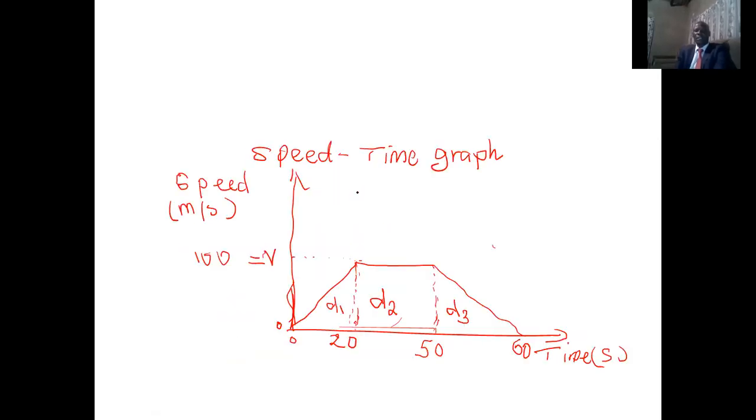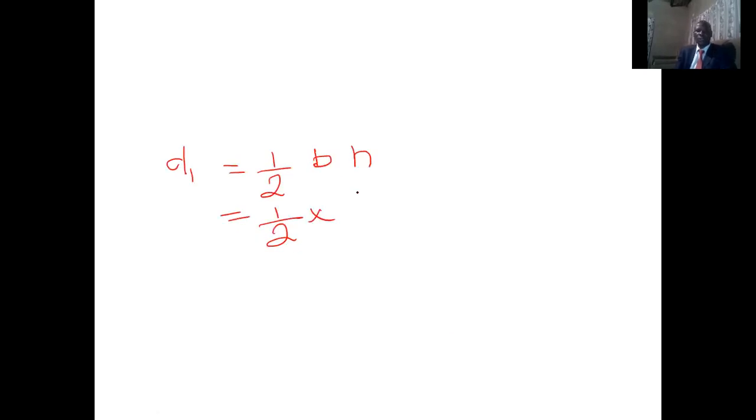Since it's a right angle triangle, the area will be half base multiplied by the height, which is equal to half multiplied by the base, which is 20 seconds. So we have 20 seconds multiplied by the height, which we said is 100 meters per second.